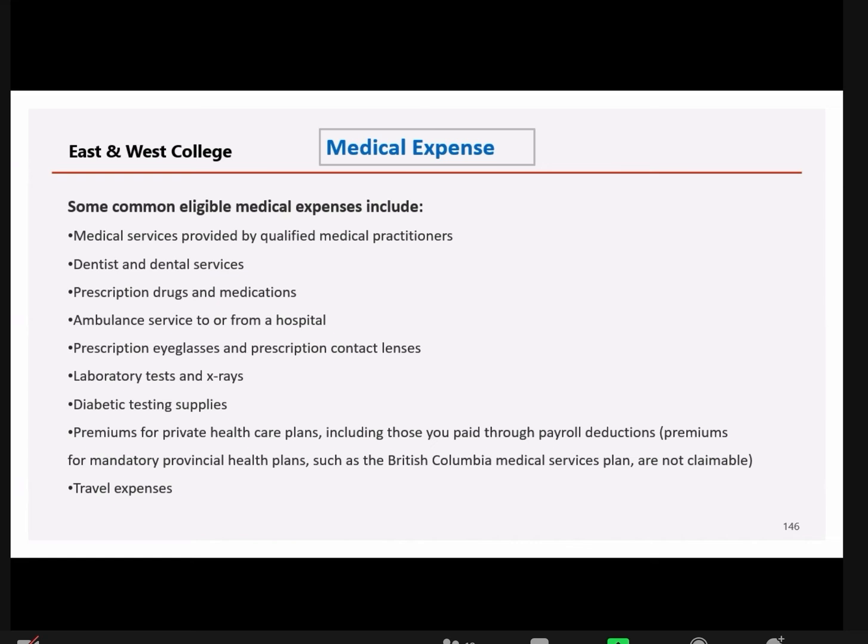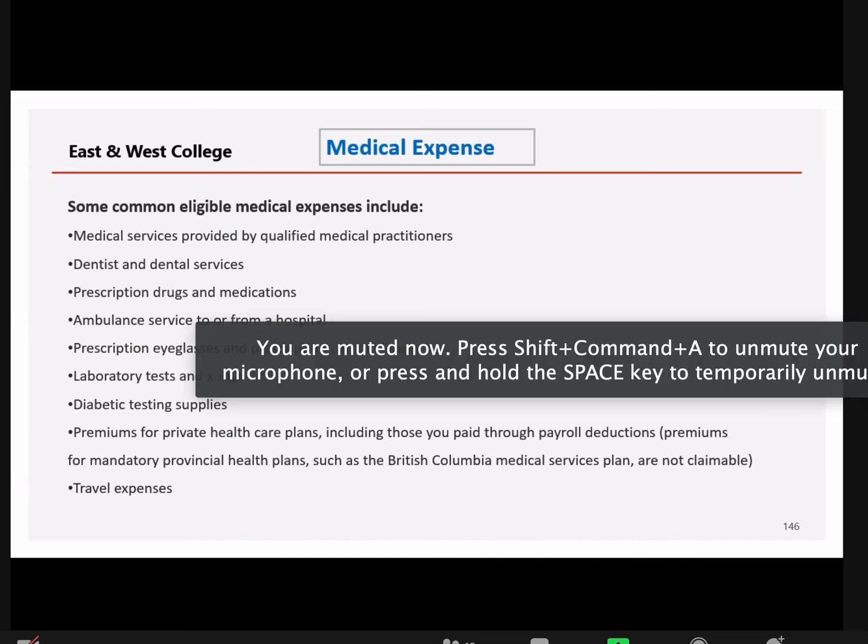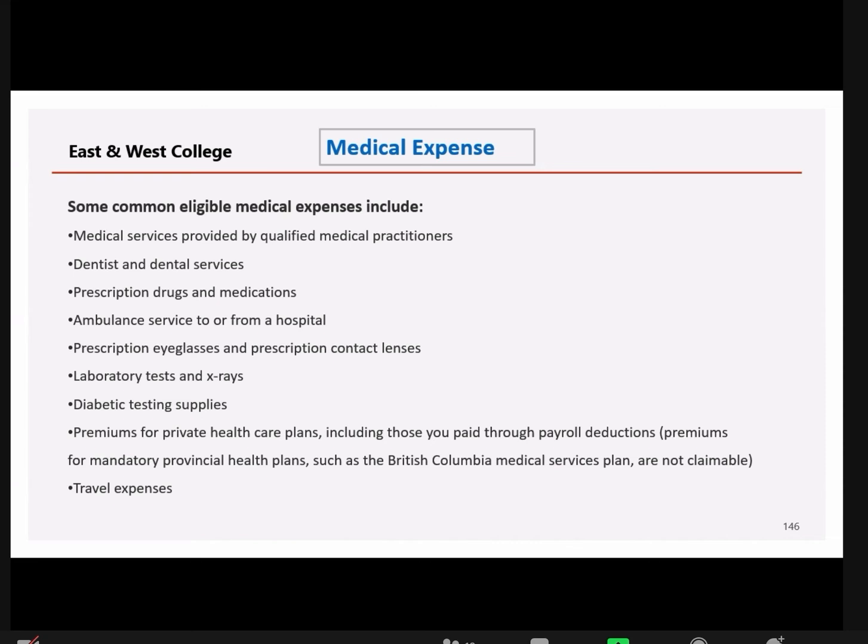Okay, the net income. So you calculate 3% of your net income. Like I said, medical expenses is the last item. I'm going to show you, the system automatically calculates 3% of your net income. So they give you the number.